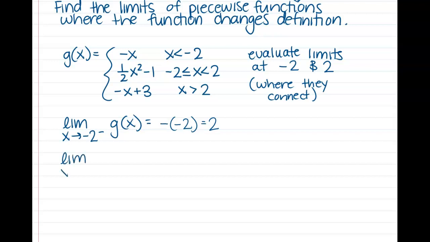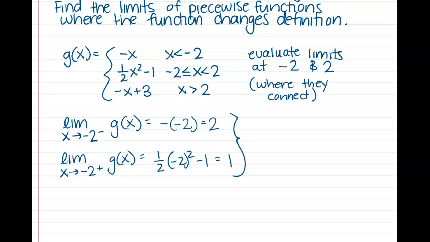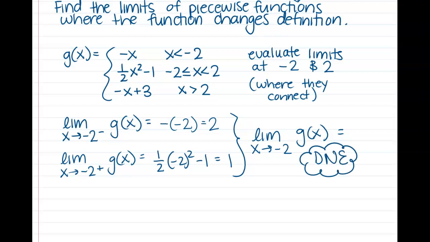When we look at the limit as x approaches -2 from the right of g of x, that's greater than -2, excuse me, so we'll use this middle definition. So 1/2 times -2 squared minus 1, which is 1/2 times 4, which is 2, minus 1 is 1. And 2 is not the same as 1, obviously. So the limit as x approaches -2 of g of x equals, well, it doesn't exist because they don't match. So if we were to graph this, which we don't need to, the function would not be connected at -2.